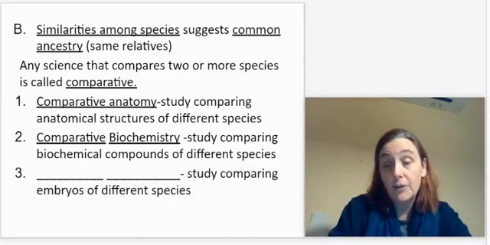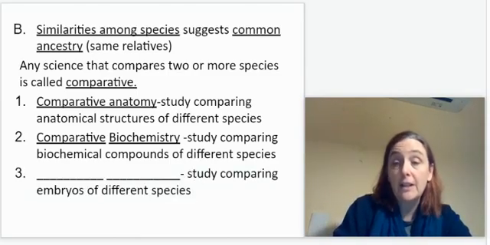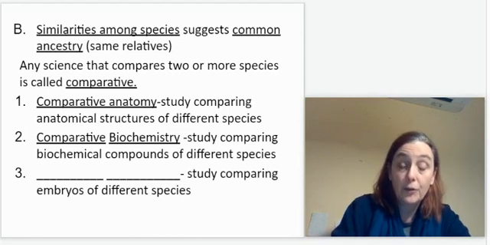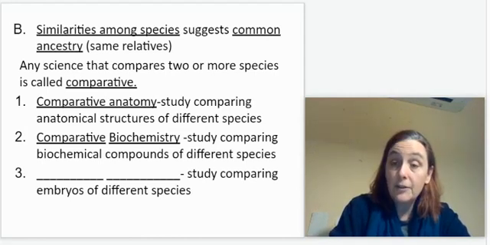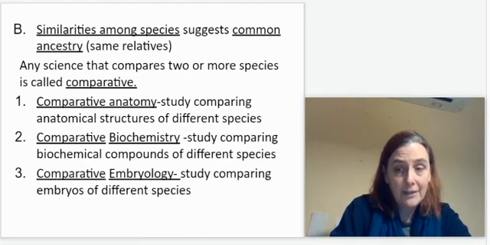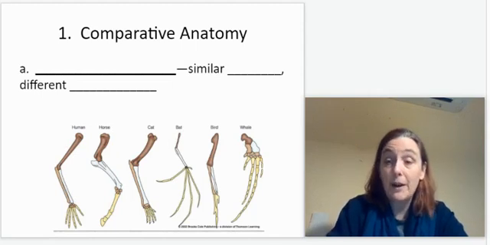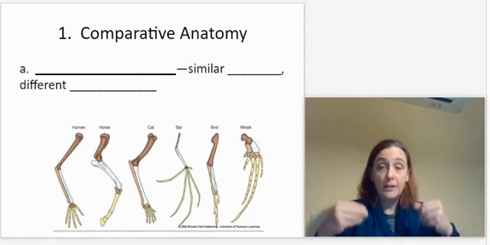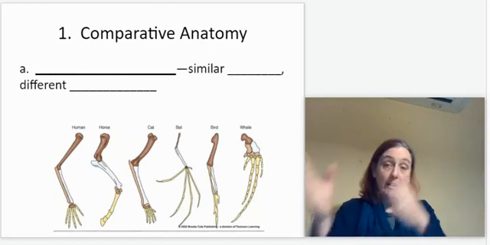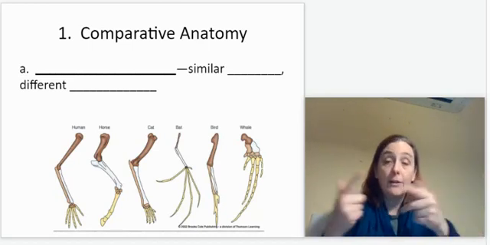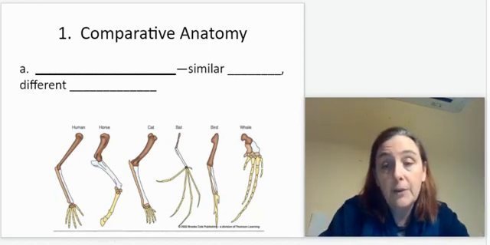There are other things that are similar between species besides their DNA and proteins and their structures. Another is looking at their fetuses and their embryos. It's amazing the similarities you can see among different embryos, and we'll look at that in a moment. Okay, so we're going to start with comparative anatomy. Now remember, anatomy is studying the structures, and if you're looking at it in two different species, you're doing comparative anatomy. Now, if we take a look at the pictures here, we have bones.